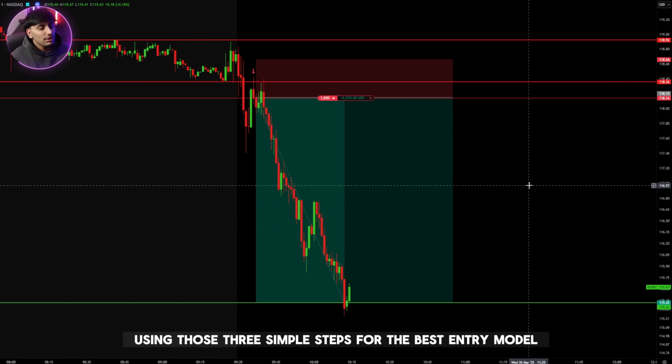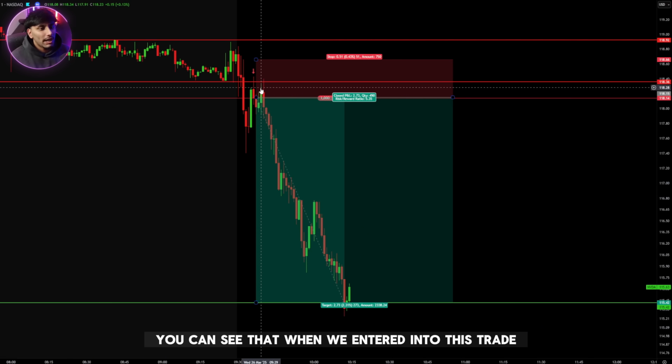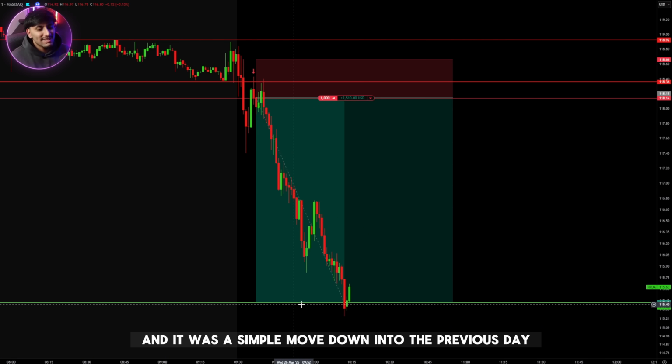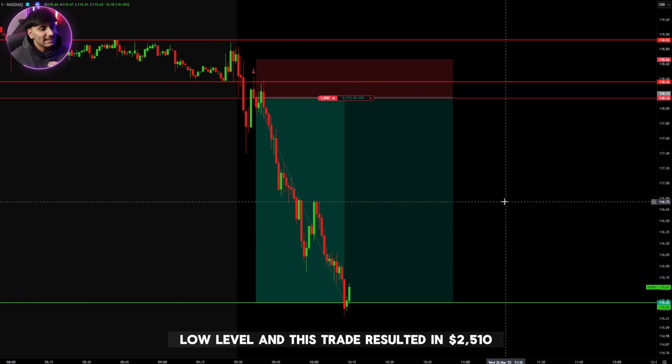And just like that, using those 3 simple steps for the best entry model and sniper entries, you can see that when we entered into this trade, we had no drawdown, and it was a simple move down into the previous day low level, and this trade resulted in $2,510.